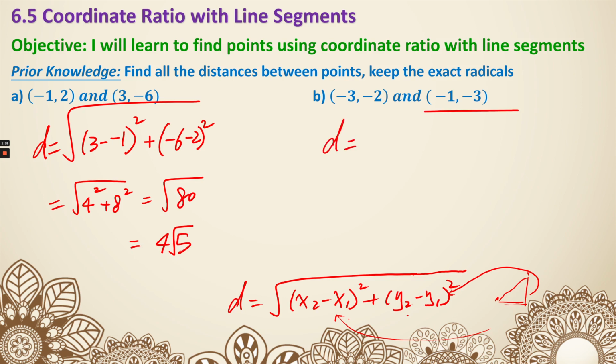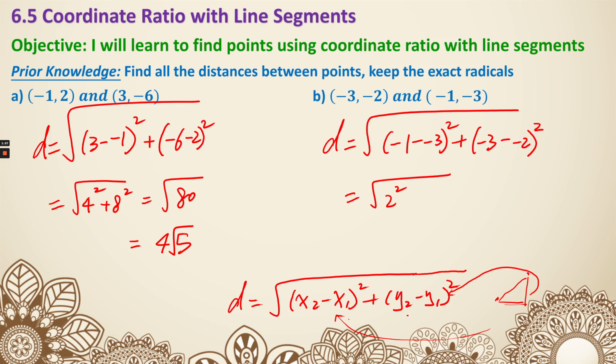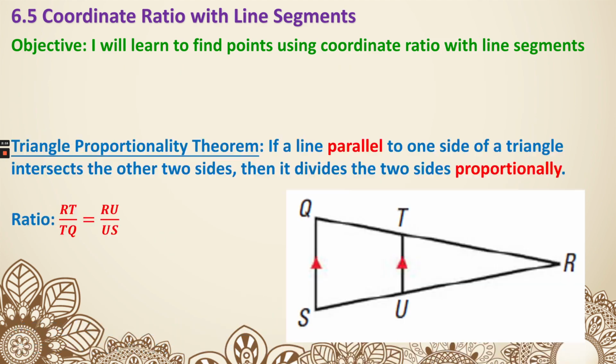Question B, same thing. x2 is negative 1, x1 is negative 3, so minus negative 3, squared. y2 is negative 3, minus y1 which is negative 2, so plus 2. Negative 1 plus 3 is 2, so 2 squared. Negative 3 plus 2 is negative 1, squared, but again, when you square it, the negative sign is gone, so that simplifies to the square root of 5. So that's prior knowledge. We can use distance to solve these questions, but the faster way wouldn't involve distance at all. Let's move on to the next part.